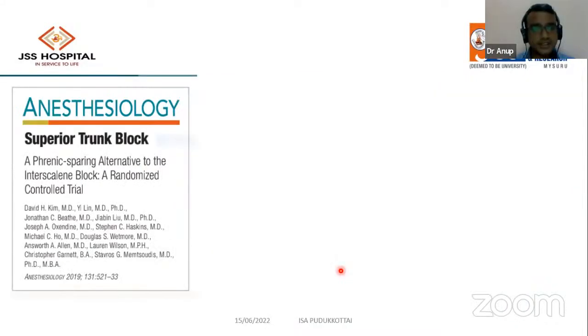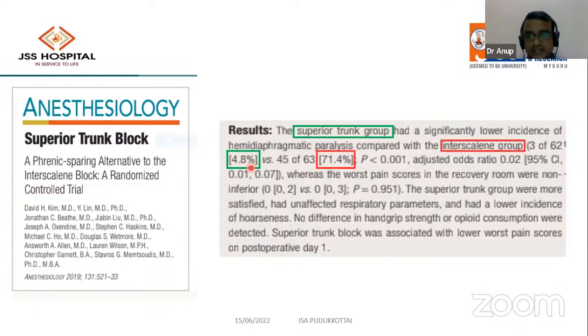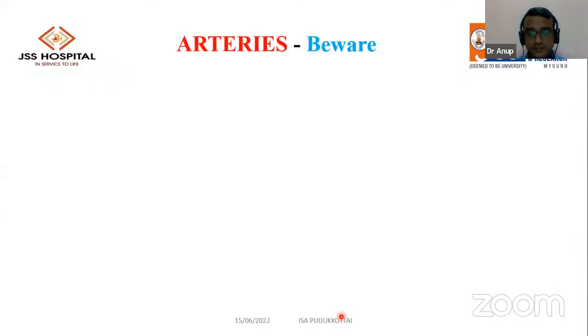Okay, so next, a study was conducted on the effect of the superior trunk block against the interscalene block, and this yielded a very contrasting result, showing that the superior trunk block had phrenic nerve involvement in only 4.8%, whereas the interscalene block had almost 71.4%. So this itself shows that superior trunk block is very effective in avoiding involvement of the phrenic nerve.